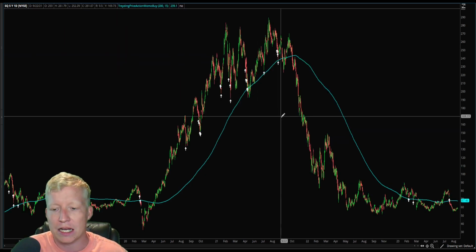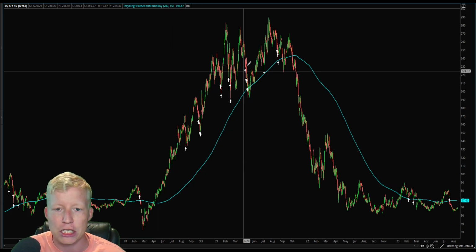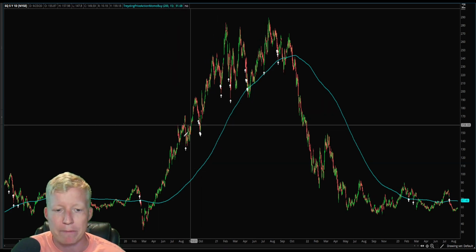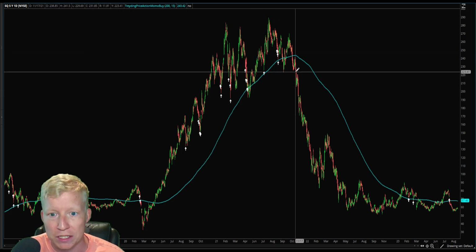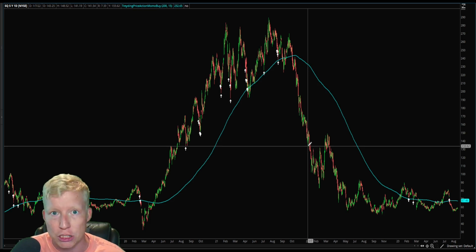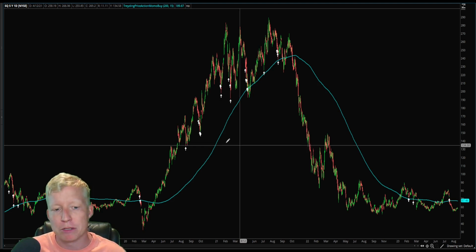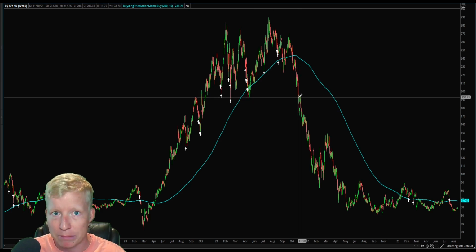If I load up Block, used to be Square, now called Block, same thing. Look at it taking advantage of dips all the way up. Bang, bang, buy the dip, buy the dip, buy the dip, buy the dip. Don't catch a falling knife. Don't catch a falling knife. That's the point that I want to prove with this strategy, how much it can help you differentiate between what's a good dip to buy and what's not a good dip to buy.